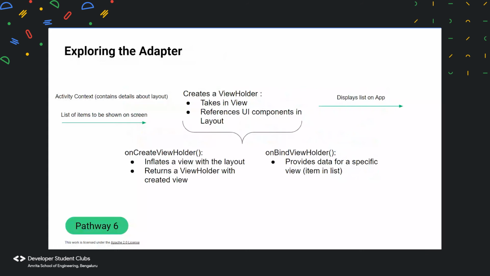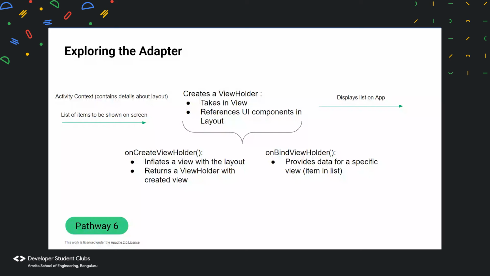Lastly, let's look at the adapter a bit. You'll be given the list of items to be shown on the screen as well as the activity context. Context basically contains details about the layout. And what happens is it takes in the view and references UI components in the layout you built for each view. And with the view holder come two functions called onCreateViewHolder and onBindViewHolder.